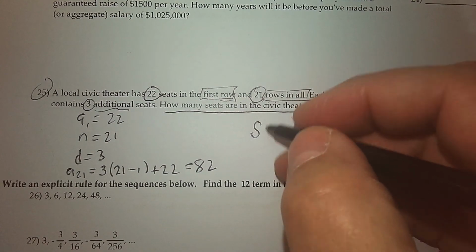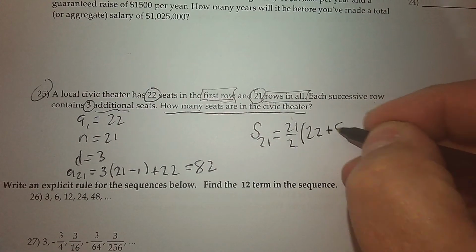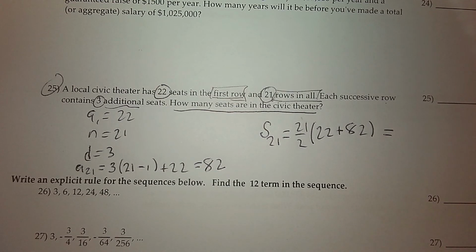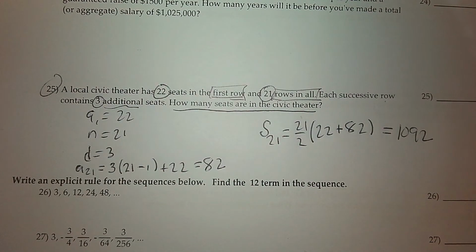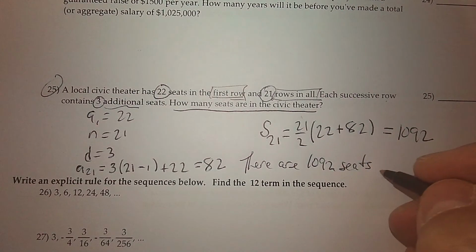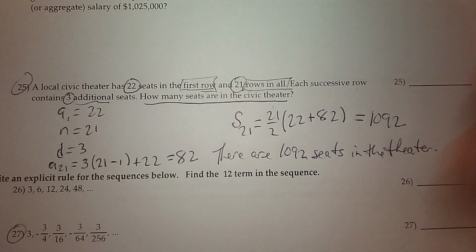So to add up all the rows, that's 21, so it's 21 divided by 2. We have 22 seats in the first row and 82 seats in the last row. So that's 11. No, it's not 11, it's 10.5. Did you get 1,092? All right, on to 27 and 29.